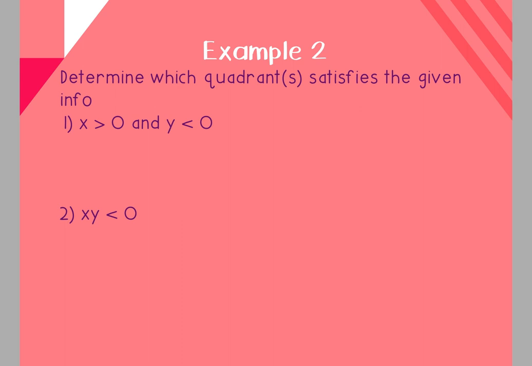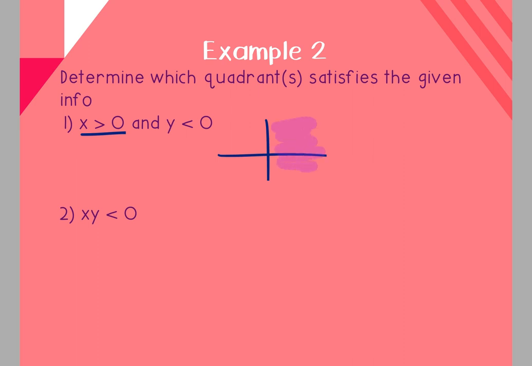All right, example 2 says determine which quadrants satisfy the given information. Number 1 says x is greater than 0 and y is less than 0. So if you want to give yourself the visual, right, I have my quadrants. Go with just the first part. Where or which quadrants would have x's that are greater than 0?